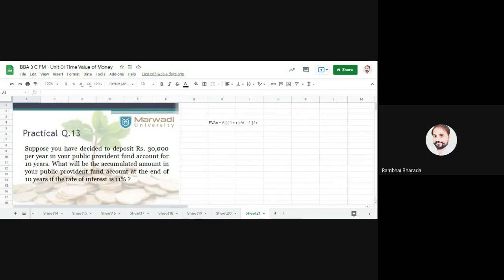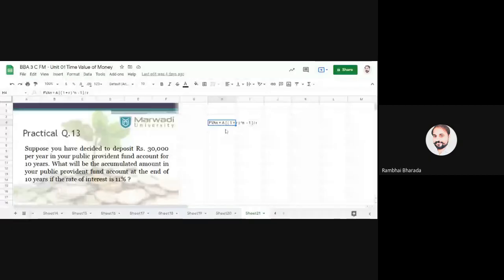4 steps are there. Step number 1, write down the formula. While solving the practical question, first write down the respective formula. Then in the second step, step number 2, put the values. Here A means you have deposited 30,000 rupees in a public provident fund. Please remember this short name also, PPF. PPF stands for Public Provident Fund. That may be asked in a 1-mark question or MCQ.